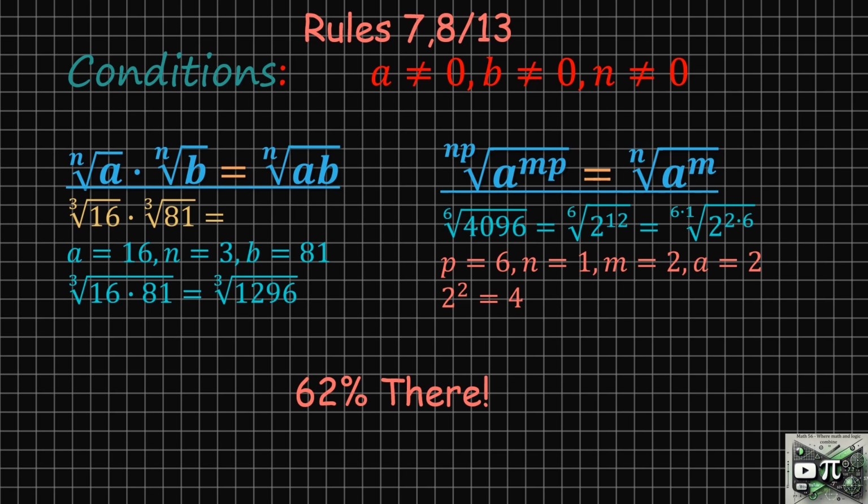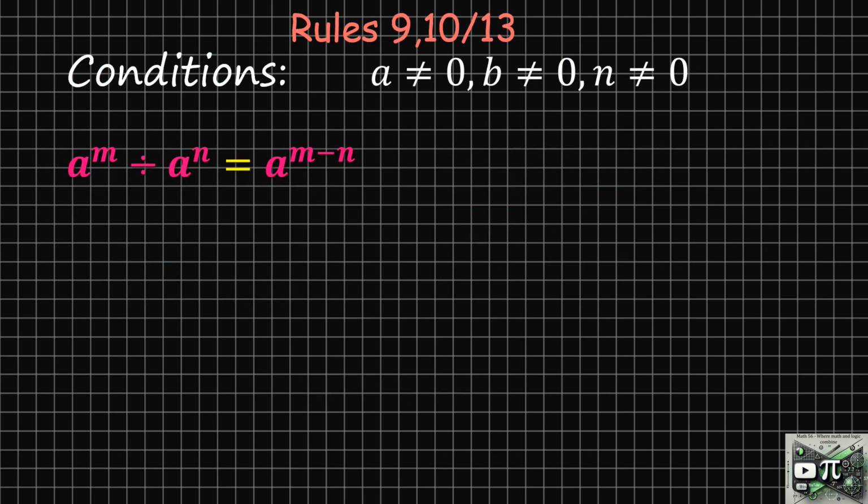And now there's a common factor of 6, which is p in this case. So I get 6 to the 1, so I get 2 to the 2 times 6 to the root of 6 times 1. Now, because p is 6, we can just strike that, so then we get 2 squared, which is 4. Now a to the m divided by a to the n is equal to a to the m minus n. Now this is one of the most crucial rules you're ever going to learn, so pay attention carefully.